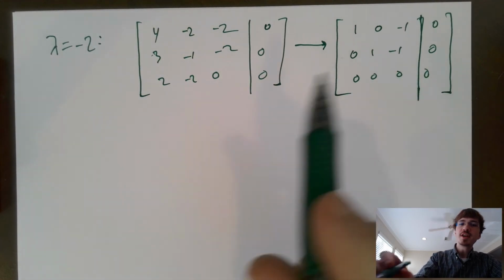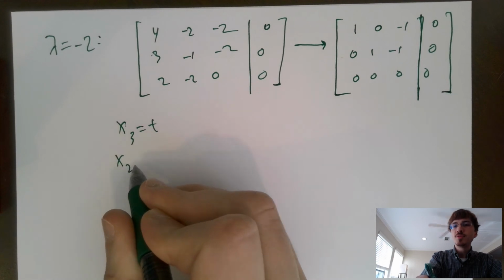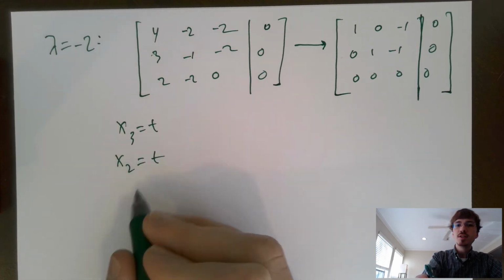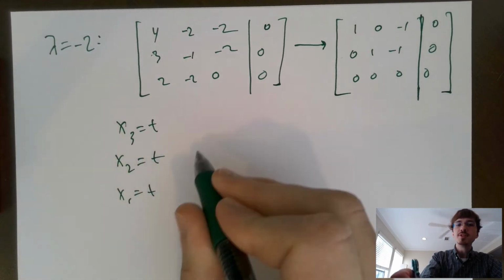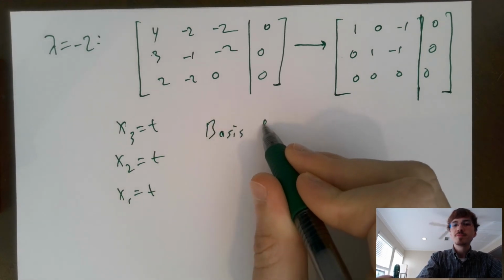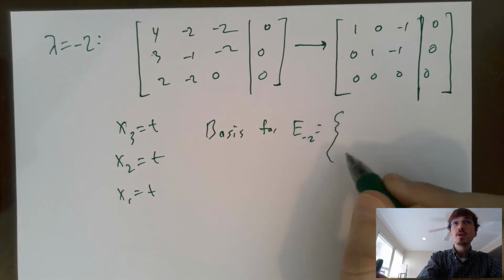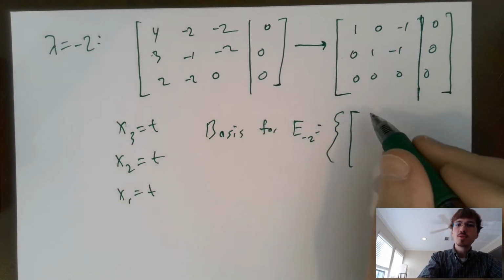So here I see that x3 is once again free. I know that x2 is going to have to be t. x1 also has to be t. So a basis for this eigenspace is just the set 1, 1, 1.